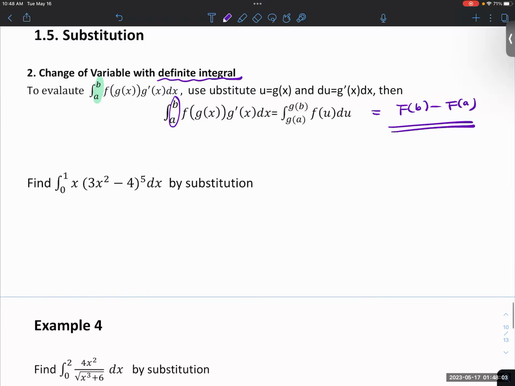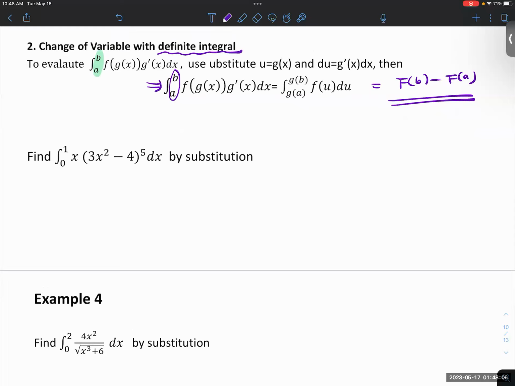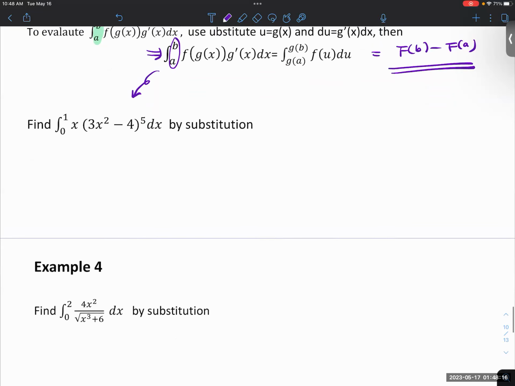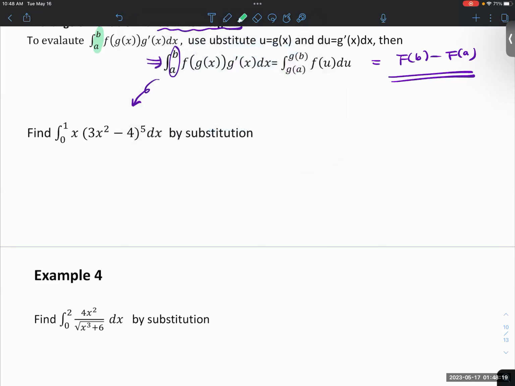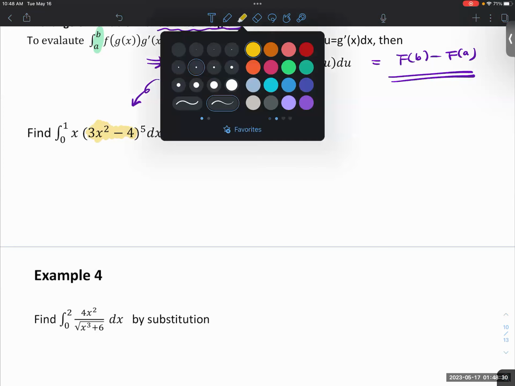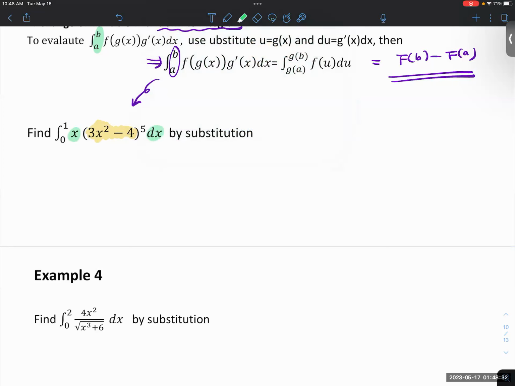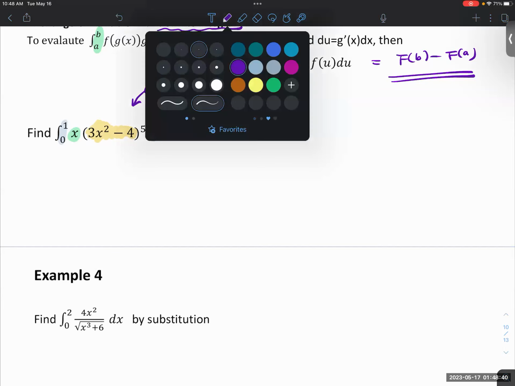So let's take a look at the example. Don't worry, you already learned how to solve this question. Don't memorize the formula. We already know the characteristic of the substitution function. We know when and how to use it. So let's look at the structure. Directly, you can feel it: 3x squared minus 4 has been raised to the fifth power. And then you feel like I need to find x times dx in terms of u. And we have a specific interval from 0 to 1. Great. So we know what we're going to do.